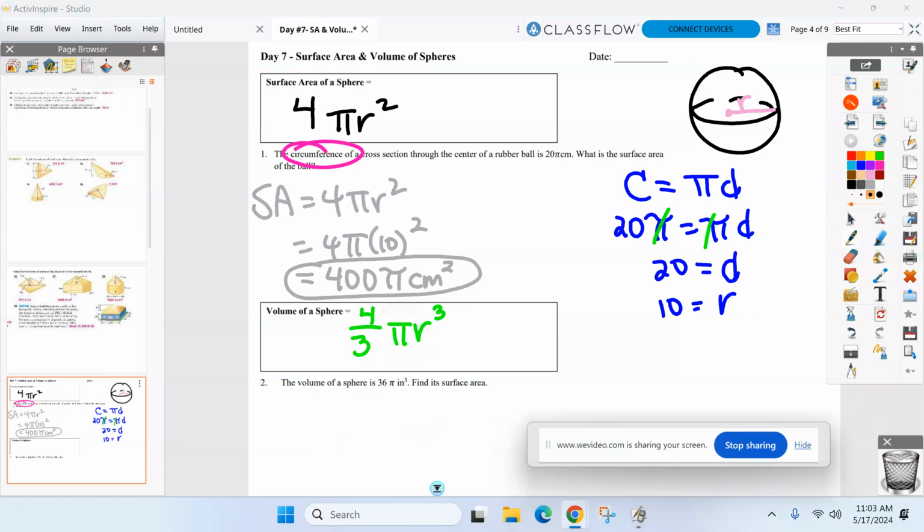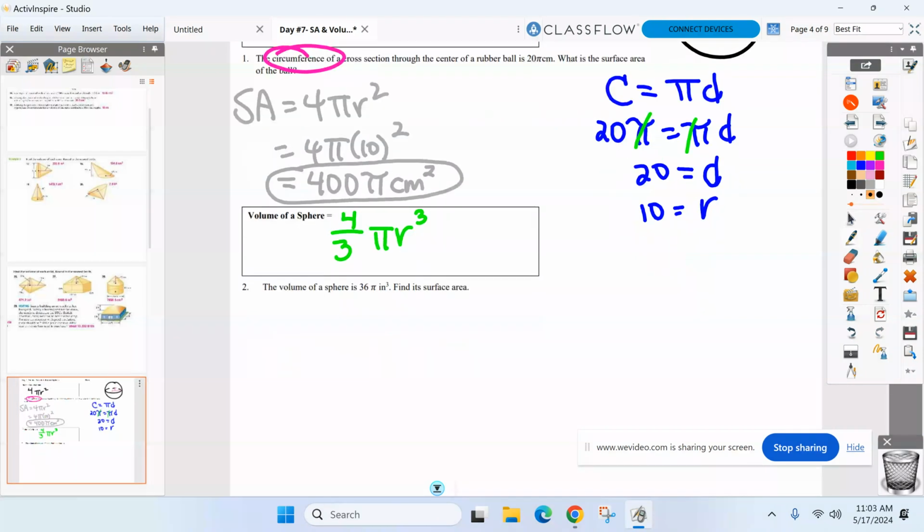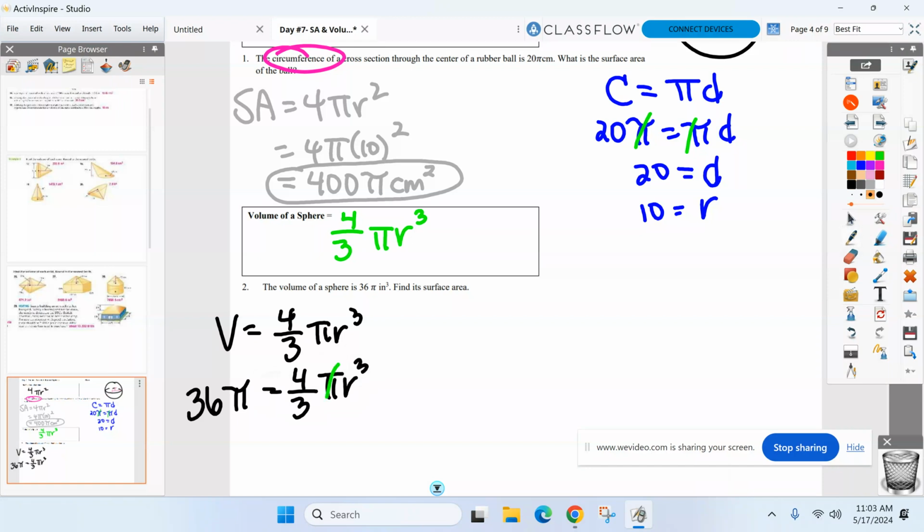All right, let's go back down here now. Here's your volume. Find the surface area. Again, you guys just saw in number 1, I just need the radius. Please find me the radius, and I can find you the surface area. We're going to have to get the radius, though, from the volume formula. Plug in your 36 pi for volume, and let's solve for radius. Beautiful. Pi's cancel again.